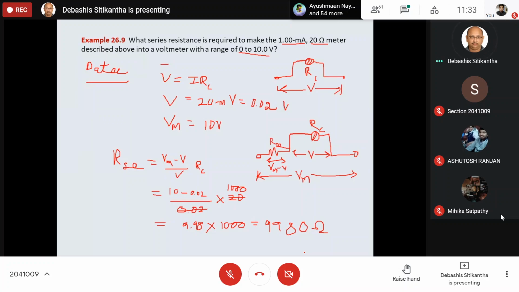So this is how, by connecting a 10 kilo ohm resistance in series with a voltmeter, you are actually extending the voltmeter range by almost 500 times. Okay, so everybody has understood? Is there anyone with any sort of doubt? I don't think so. All of you are quite brilliant, intelligent, and I don't think you will be having any problem. Okay, now let us move on.